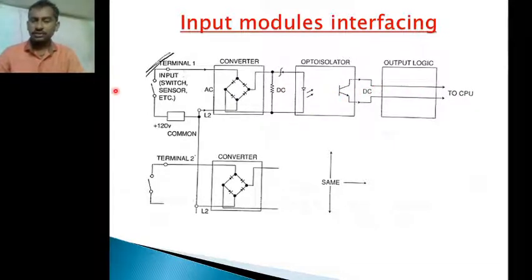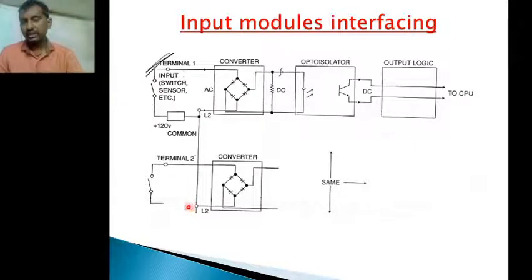First, the terminal decides the input status, that is, whether the particular input device is present or not. If the input device is in operation, then the terminal is considered active high, and if the input device is off, we consider that as zero. That means no device is connected to the input module. We have nearly 18 to 32 input terminals for a single input module.